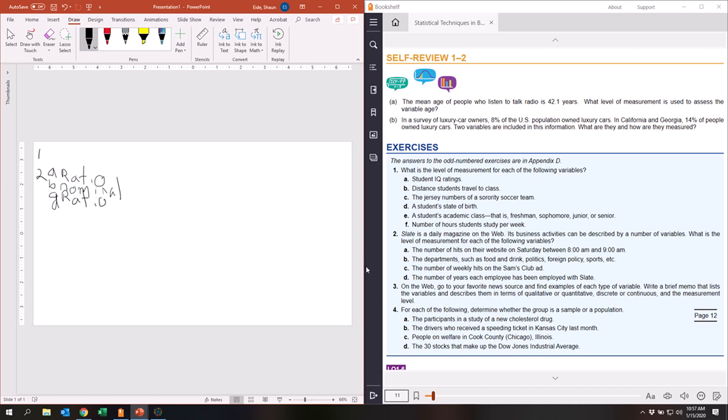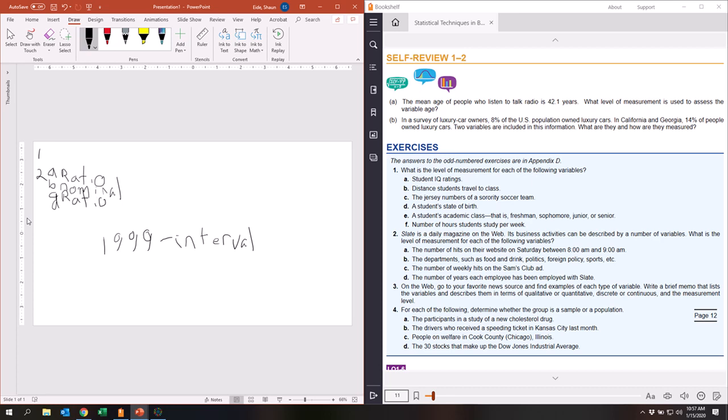Okay. And last but not least, the number of years each employee has been employed with Slate. Remember with class, in class, if I were to have asked you, hey, what year were you born? And you were to say 1999, that right there is interval. And the reason why it's interval is because it is on a scale that 0 doesn't actually mean anything. It's just another arbitrary number on the scale.